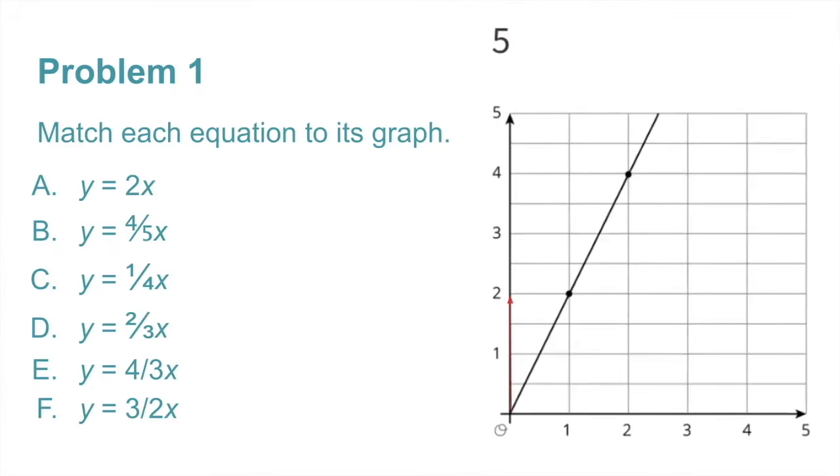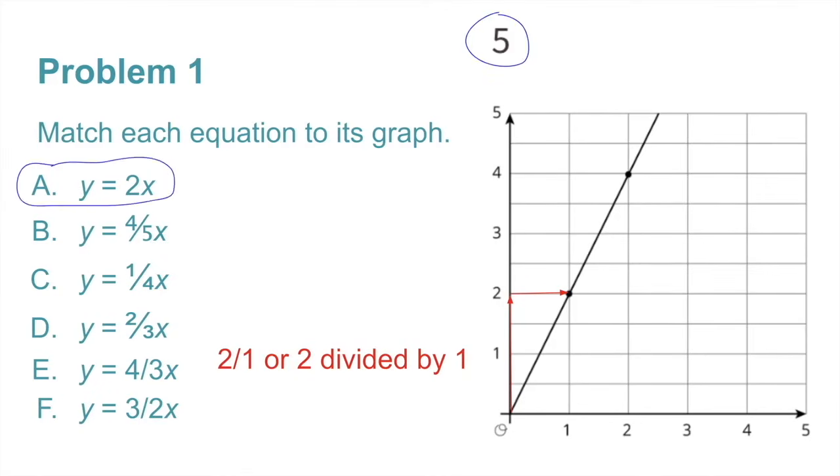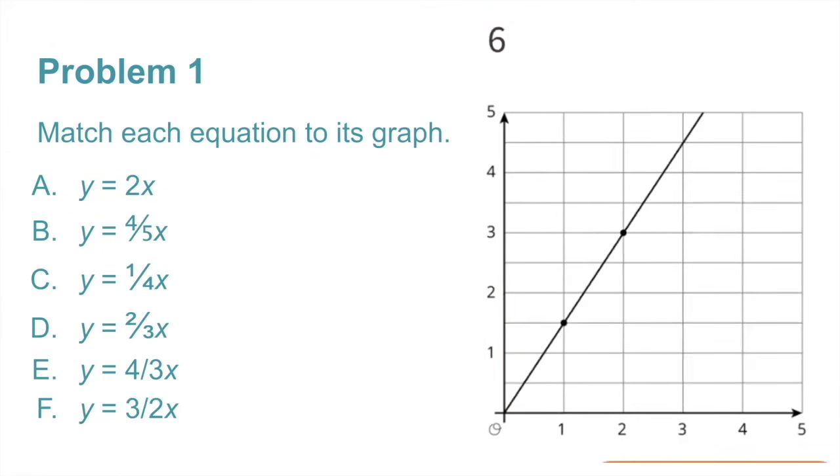Graph number 5. There's a rise of 2 units and a run of 1 unit. The rise is 2 and the run is 1. That's 2 over 1, or 2 divided by 1. And 2 divided by 1 is 2. So I would select A. Y equals 2x. Graph number 6. There's a rise of 3 and a run of 2. With a rise of 3 and a run of 2, I would select F. Y equals 3/2 x.